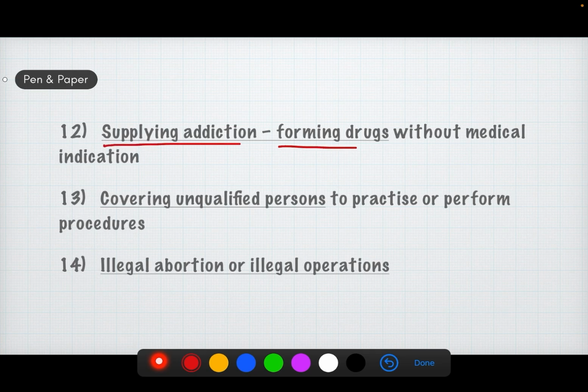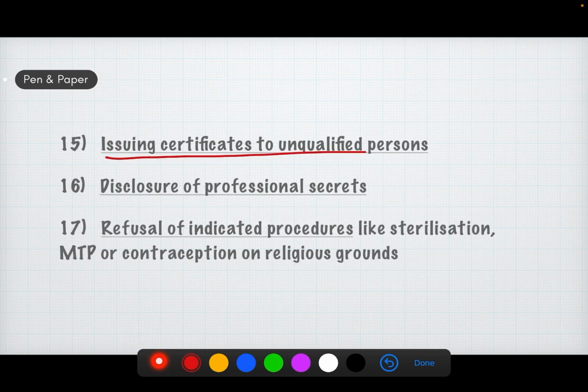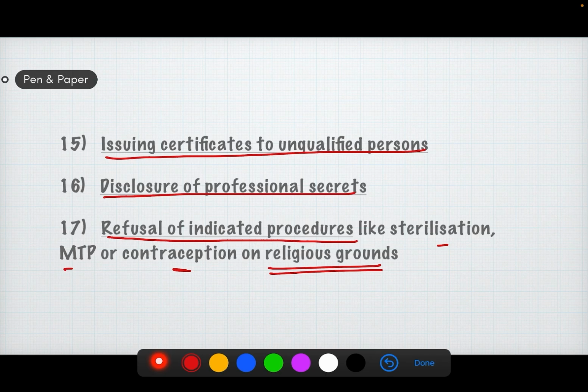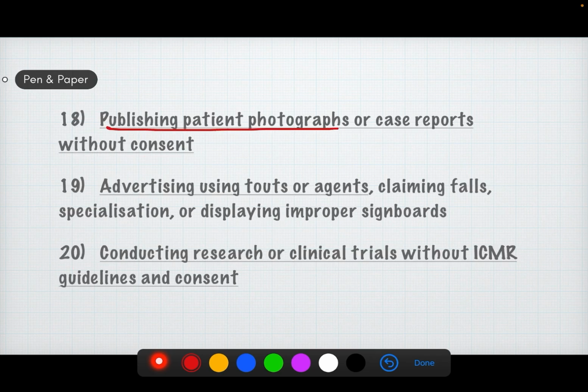12. Supplying addiction forming drugs without medical indication. Covering unqualified persons to practice or perform procedures. Illegal abortion or illegal operations. Issuing certificates to unqualified persons. So that person is not qualified, but you are issuing them the certificate that they are qualified. Disclosure of professional secrets. Refusal of indicated procedures like sterilization, MTP or contraception on religious grounds. You should not discriminate. Publishing patient photographs or case reports without consent of the patient.